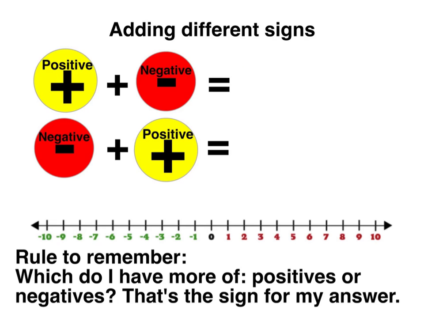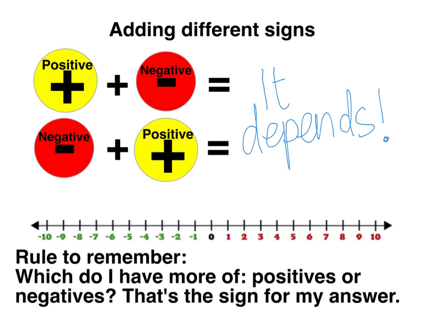Now, if we're adding numbers with two different signs, so we start with a positive and we're adding negatives to it, or if we start with a negative and we're adding positives to it, we want to know what the sign of our answer will be. And the answer is, it depends. Remember in the war video, if the positive army is bigger than the negative army, then the positives will win. And the opposite is true. If the negative army is bigger, then the negatives will win.